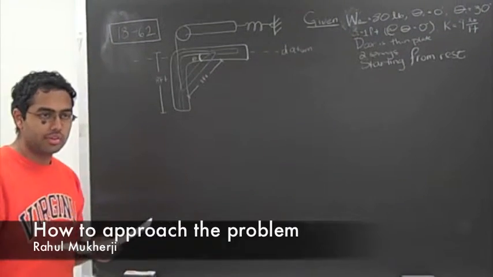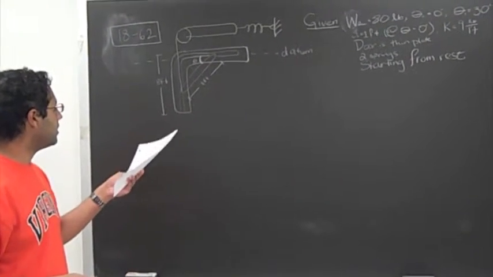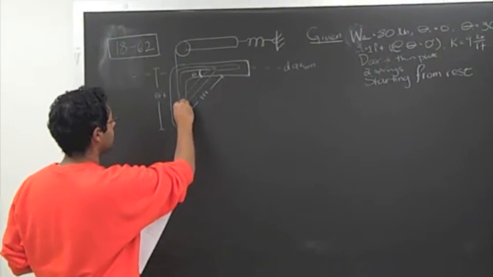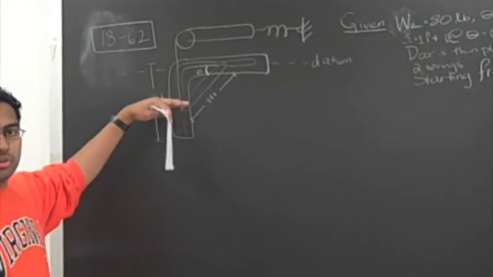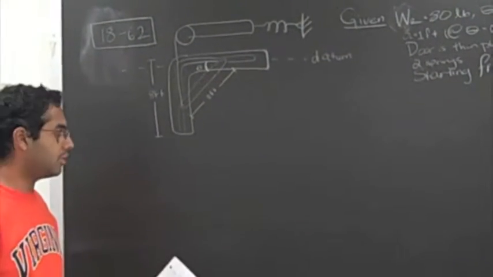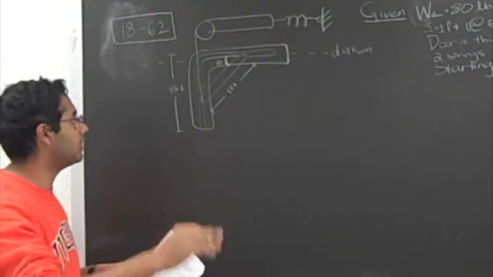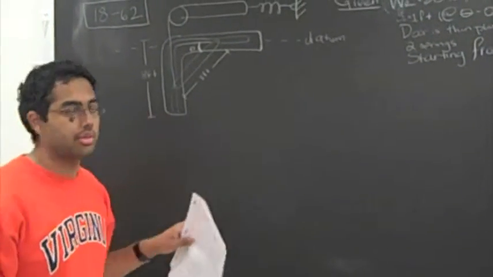So the problem we're solving is 18-62. The problem is basically a garage door that is attached by a rope to a spring at the top, and there are springs on both sides of the door. The problem starts off with the garage door flat, and then it goes down to a certain angle, which for this problem is 30 degrees, and we're asked to find the omega of the door at 30 degrees.